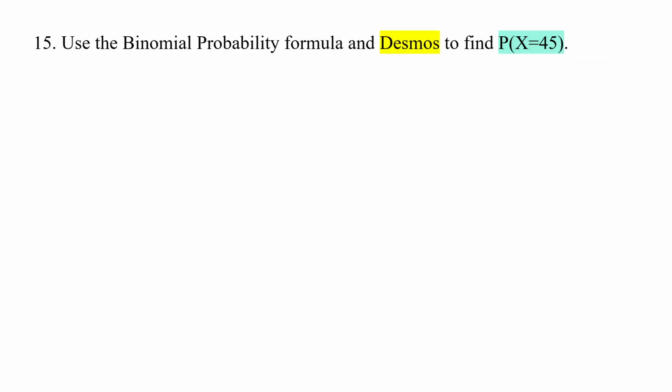All right, on number 15, we're going to use that binomial probability formula from 5.3, I believe, and Desmos on this one to calculate the probability of making 45 free throws.